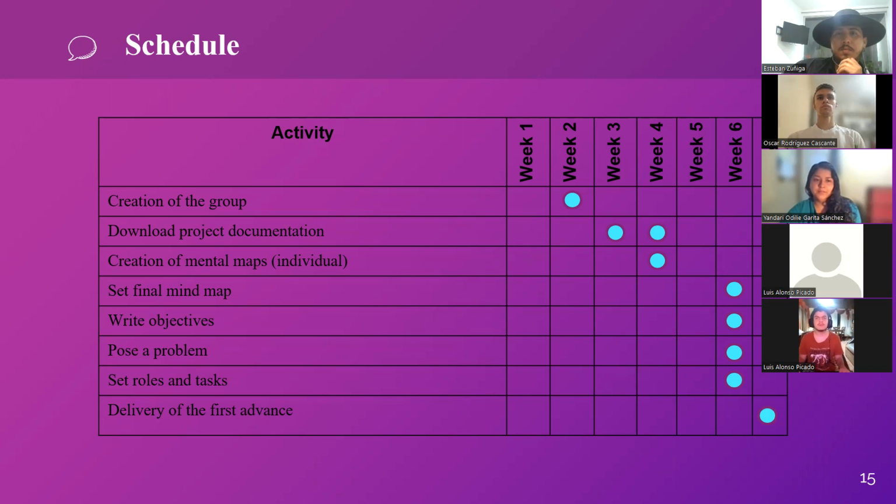Schedule. In week 2, we create the group. In week 3, we download the project documentation. In week 4, we make the creation of mental maps and the project documentation. Then in weeks 6 and 7, we set the final mind map. We make the objectives, pose the problem, and set roles and tasks. In week 7, we deliver the first advance.